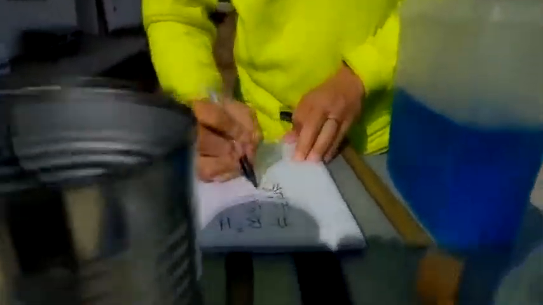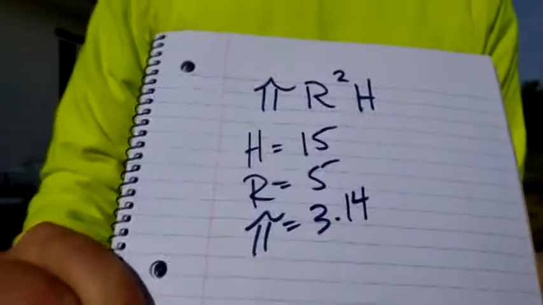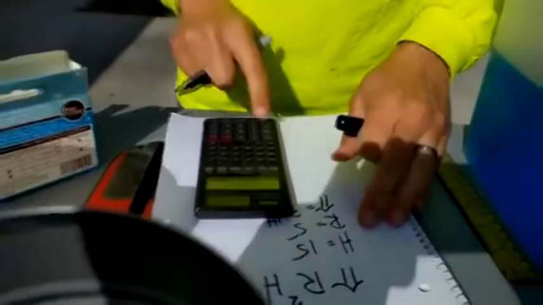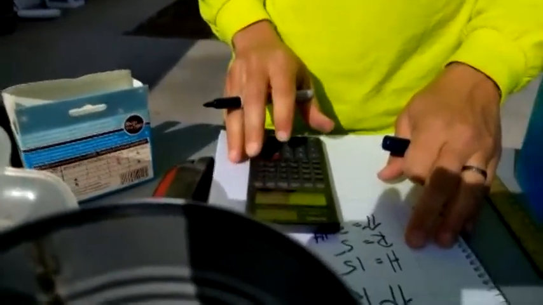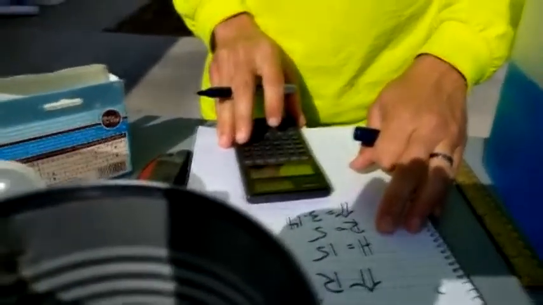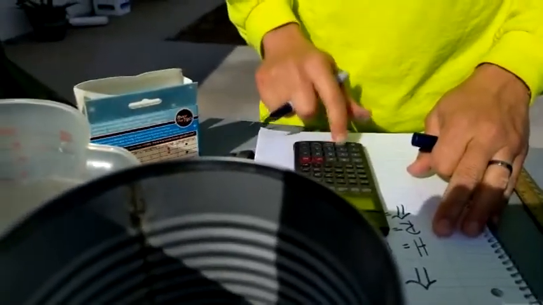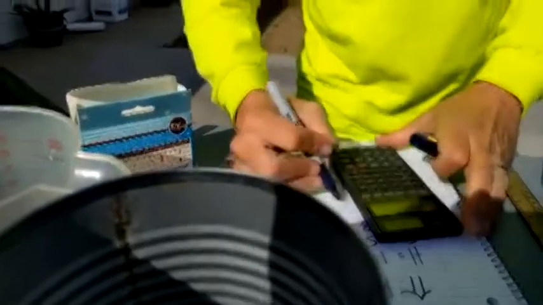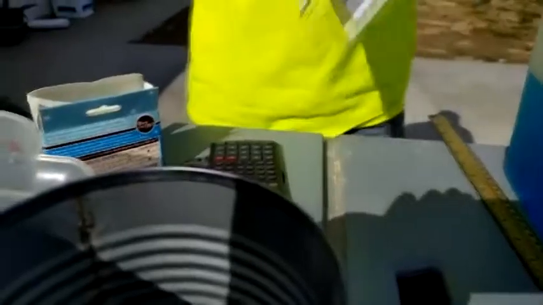And for pi, we're going to use 3.14. We got a height, a radius, and pi. I'm going to multiply that together. 15 times 5 times 3.14, 235. You know what? I didn't square it. Let me try this again. 15 times 5 times 5 times 3.14. 1177.5. Okay, so that's what we think.